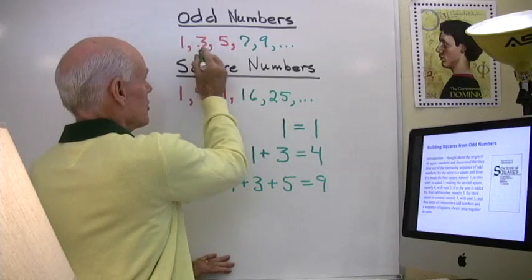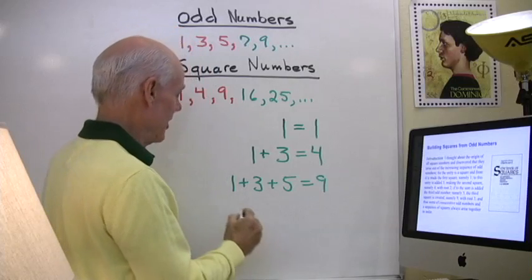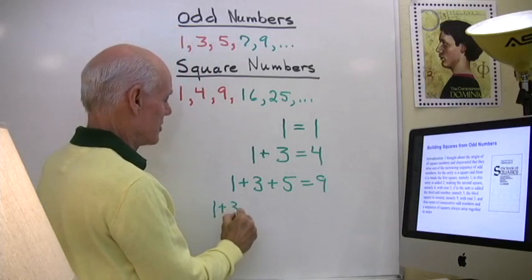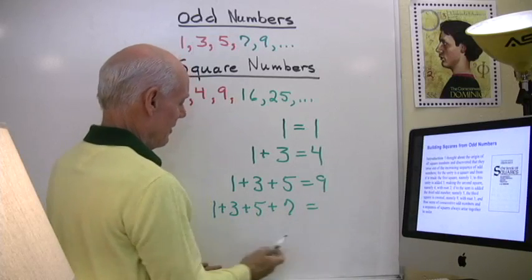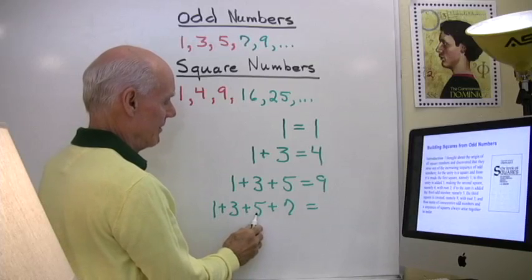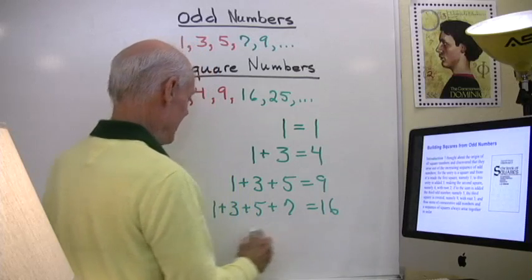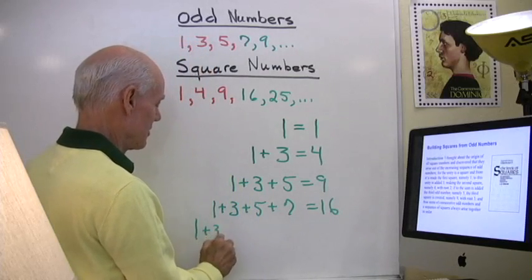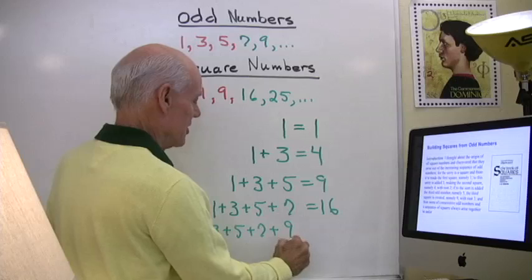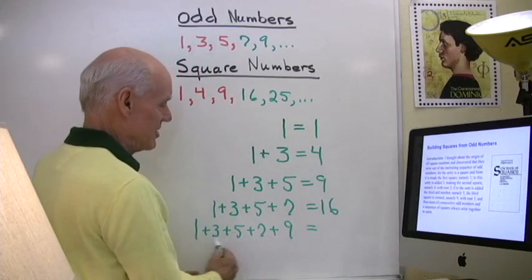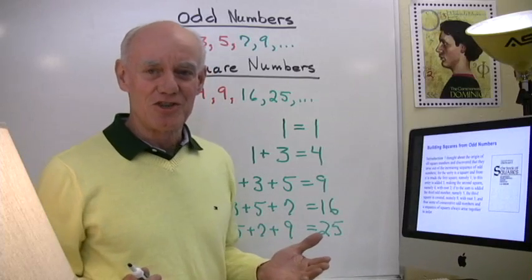So if I add the first 3 odd numbers, I get the third square. Let's add the first 4 odd numbers. 1 plus 3 plus 5 plus 7. Okay, so I have 1 and 3 is 4, plus 5 is 9, plus 7, 16. I get the fourth square. And then one more time, 1 plus 3 plus 5 plus 7 plus 9. Sure enough, add these numbers up, what do you get? 25. So look what a great relationship this is.